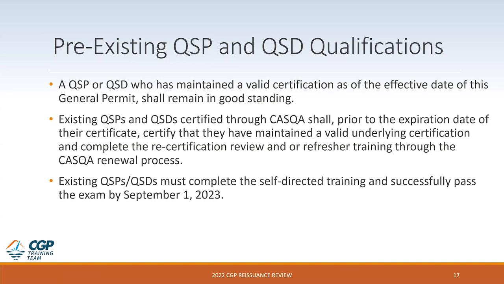Now, pre-existing QSPs and QSDs. A QSP or QSD who has maintained a valid certification as of the effective date of this general permit, which is September 1 of 2023, shall remain in good standing. Existing QSPs and QSDs certified through CASQA shall, prior to the expiration date of their individual certificate, certify that they have maintained a valid underlying certification and complete that recertification, review, and/or refresher training through the CASQA renewal process, and again, complete the self-directed training and successfully pass the exam by September 1 of 2023.